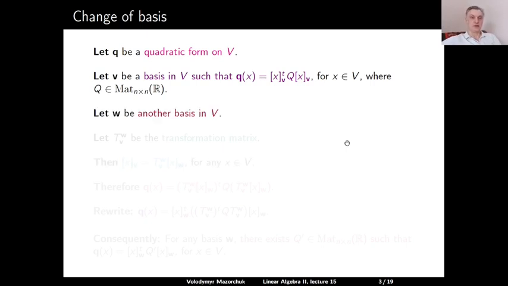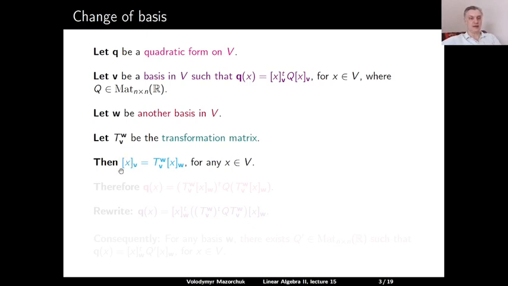Let now W be another basis in our vector space, and let T from V to W be the transformation matrix between these two bases. Then we know the base change formula for coordinates. The coordinates of any vector x in the basis V can be computed as the transformation matrix T times the coordinates of the same vector x in the basis W.